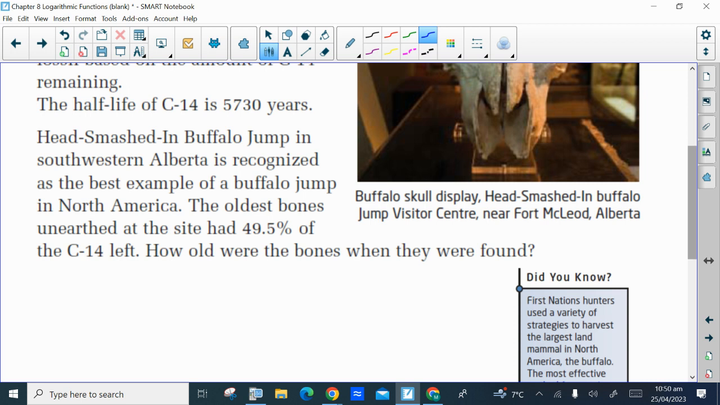It's a historic site. So the oldest bones unearthed at that site had 49.5% of the carbon-14 left. How old were the bones when they were found?